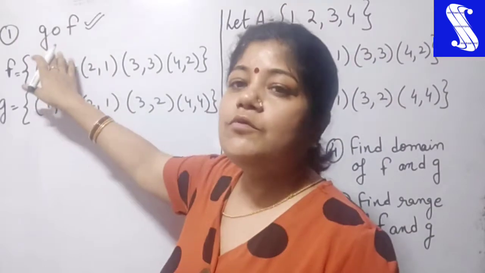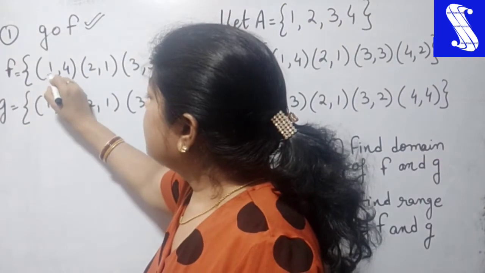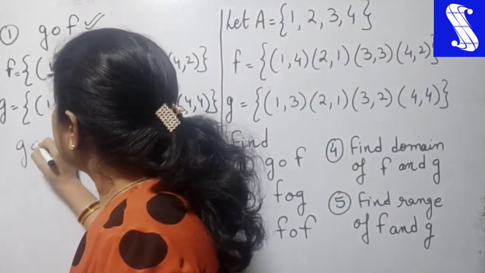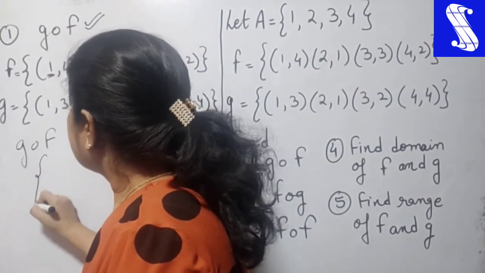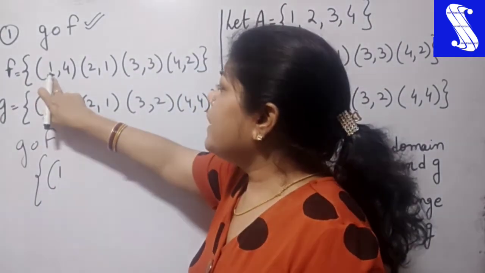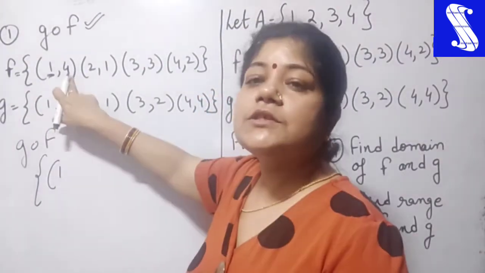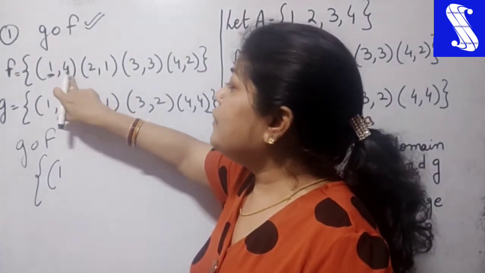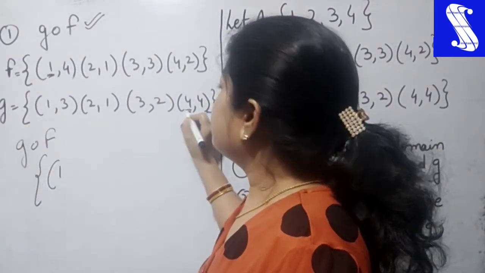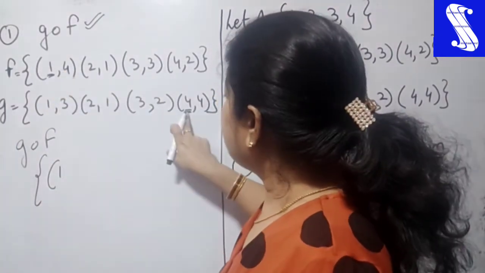In order to find the value of GOF, you start from function F. Here, the first element is 1. For F, the image of 1 is 4. Now we find the value of 4 in the relation of G. The value of 4 is over here, that means 4 has the value 4. So the pair is (1, 4).